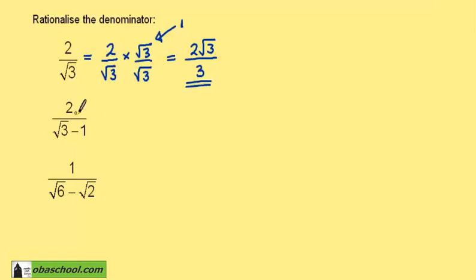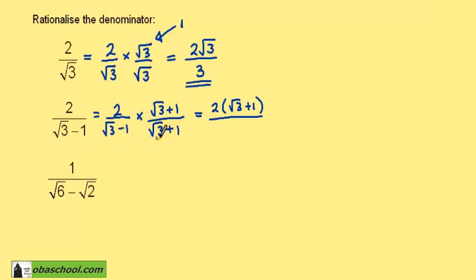Now looking at 2 over root 3 minus 1, we make use of the difference of two squares. We multiply by root 3 plus 1 over root 3 plus 1. Note that this is root 3 minus 1 with the sign in the middle changed. 2 times root 3 plus 1 is 2, open bracket, root 3 plus 1.